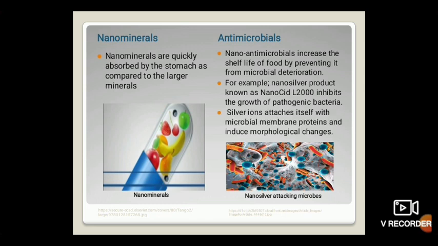So in this process, silver ion attaches themselves with the microbial membrane protein and induce morphological changes, as can be seen in this diagram where nanosilver is attacking microbes. So apart from this, various metal and metal oxides are being used as effective antimicrobials in food products. They work by the formation of reactive oxygen species that result in oxidative stress and cell damage. The metal ions cause damage to the cellular membrane. The antimicrobial coatings prevent the growth of biofilms and improve the safety and quality of food.